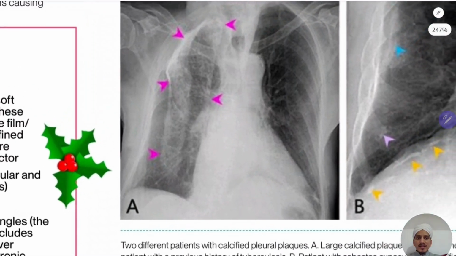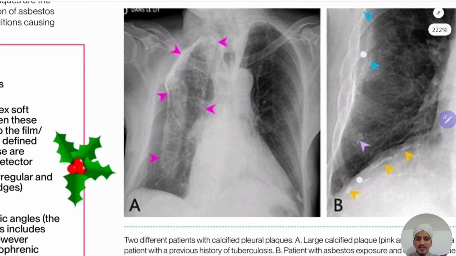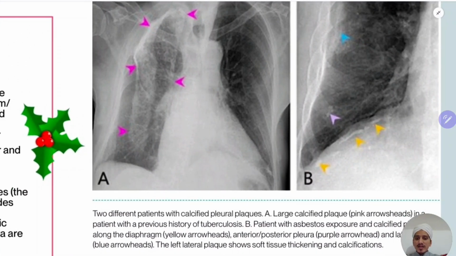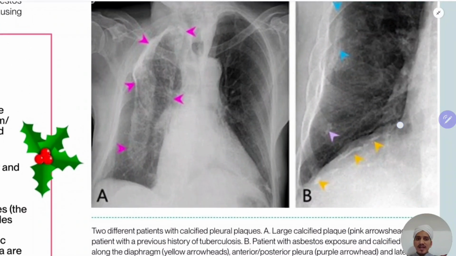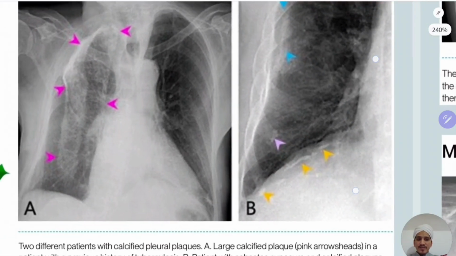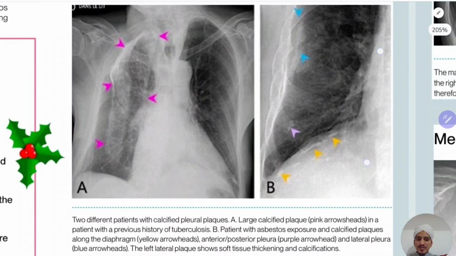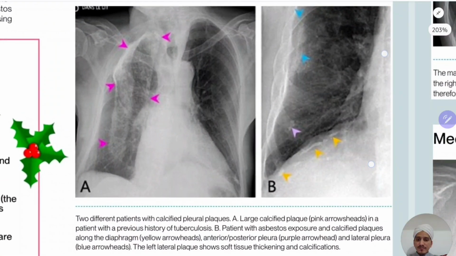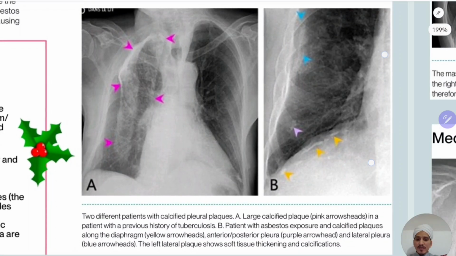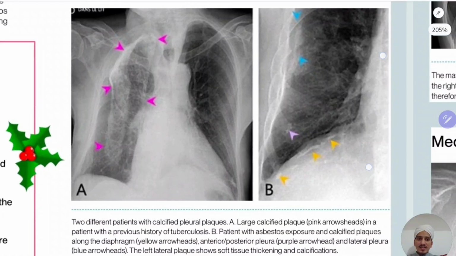Okay, so these are the two different x-rays. One by one we'll see. Here you can see a large pleural plaque which is present on the right side of the chest. Okay, so large calcified plaque in a patient with previous history of tuberculosis. So this patient had tuberculosis. So this is the second x-ray. So patient with asbestos exposure and calcified plaques along the diaphragm, anterior and posterior pleura and lateral pleura. The left lateral plaque shows soft tissue thickening and calcification.